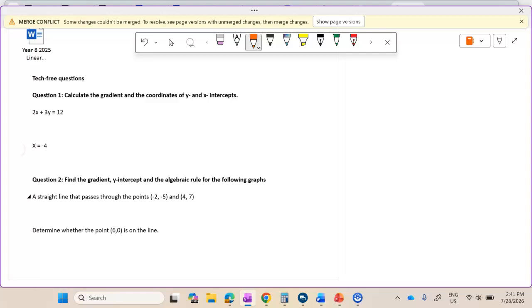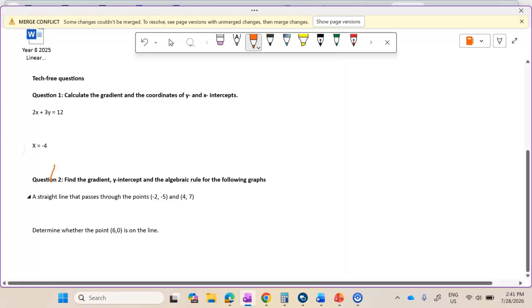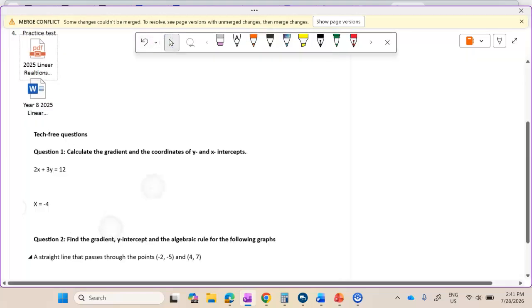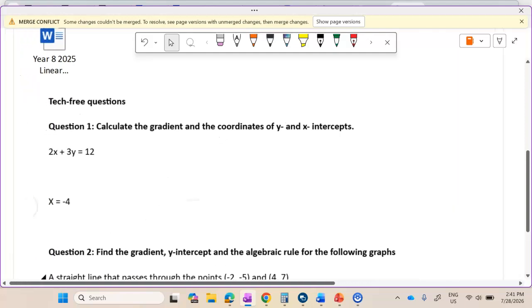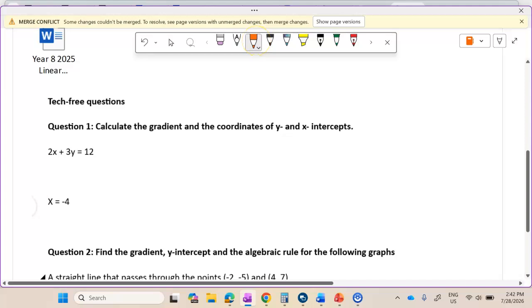Okay, welcome back. For the first question, you are asked to calculate the gradient and the coordinates of y and x-intercept. So let's take a look of the first question. So this is question 1. And this is question 2.